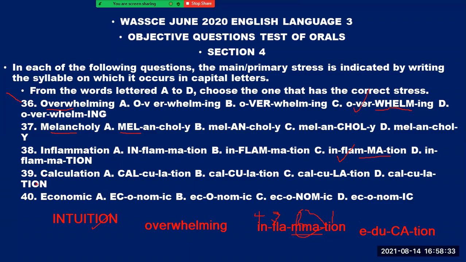Let's go to question number 39, calculation. Calculation. Again, this tallies with our rule, because it ends in ION, so we can write calculation.